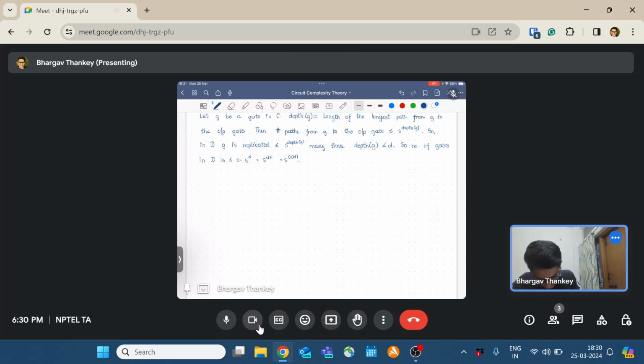Okay, so let's get the next problem. We have converted a circuit to a formula. Now we want to convert that formula into a formula with alternating layers of AND and OR gates and with all the NOT gates at the bottom, right? So let's see. Unbounded formula.